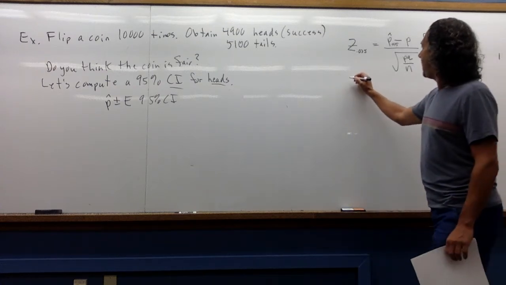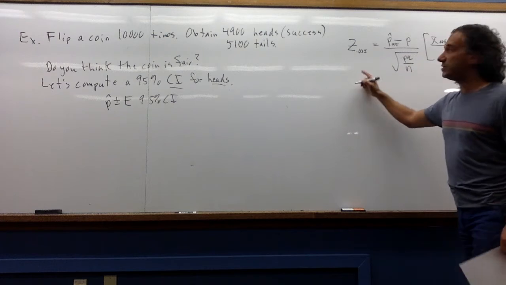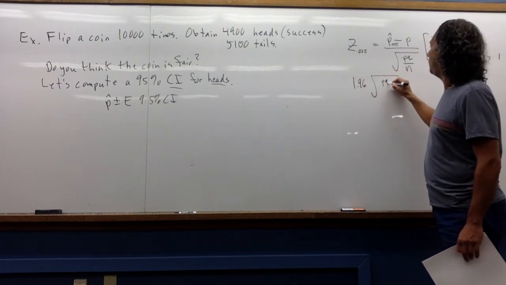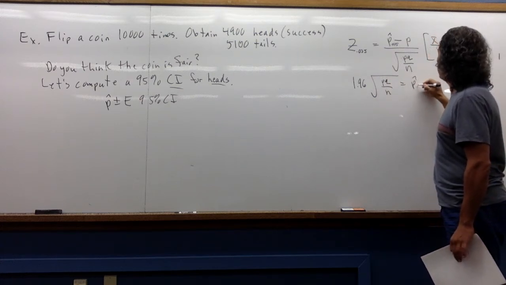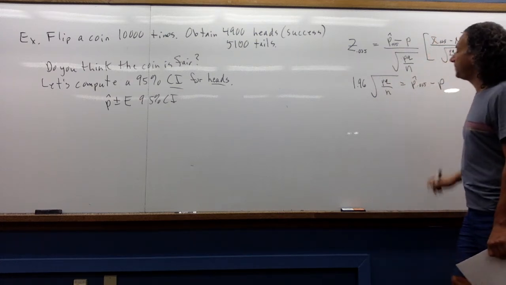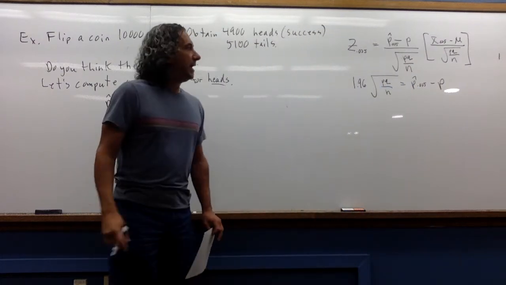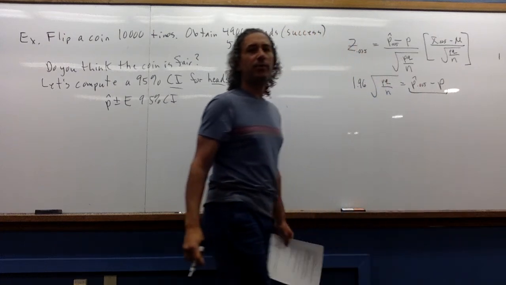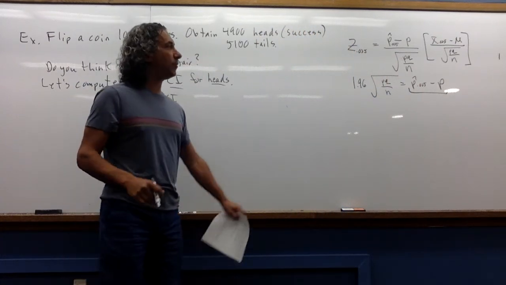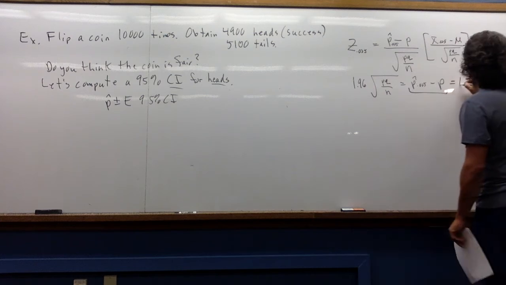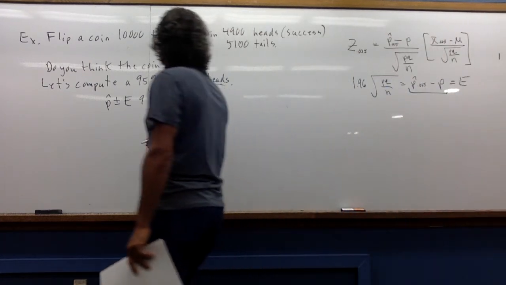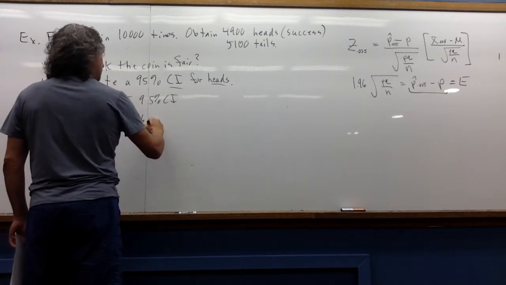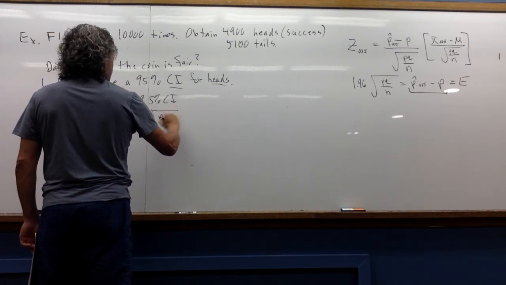Okay, so same game, z sub 0.025, which we know already from a previous lecture is 1.96, times the square root of PQ over n is p hat sub 0.025 minus P. I just erased it, but it's in your notes. You can see from the picture that p hat sub 0.025 minus P is equal to our E. Fantastic. So the 95% confidence interval is p hat plus or minus 1.96 times the square root of PQ over n.